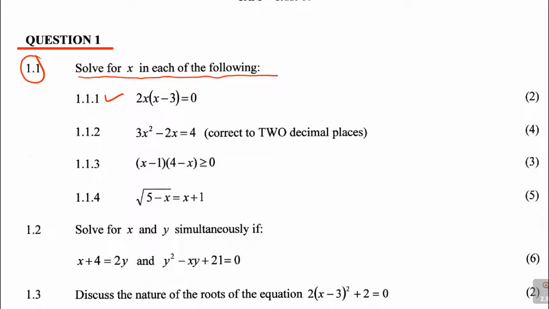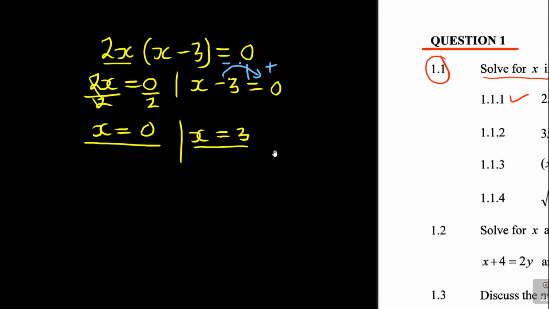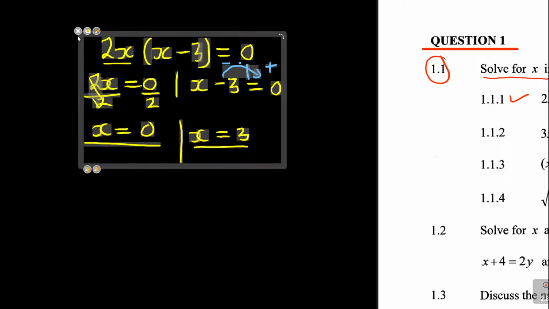It's 4 marks. It says you are solving for x correct to 2 decimal places. The moment they say 2 decimal places, you must know that you're using the quadratic formula. Quadratic formula, and you need to know this formula. Okay guys, I emphasize it is very important for you to know the formula.